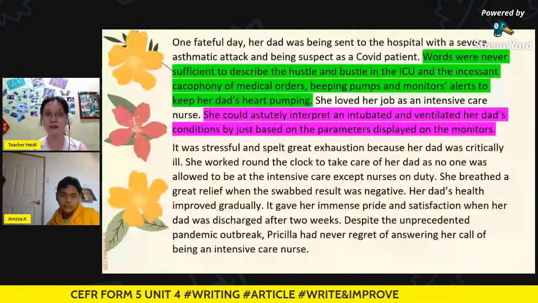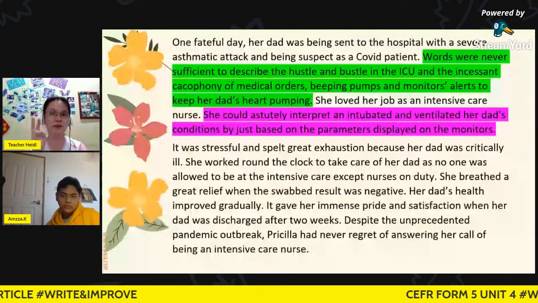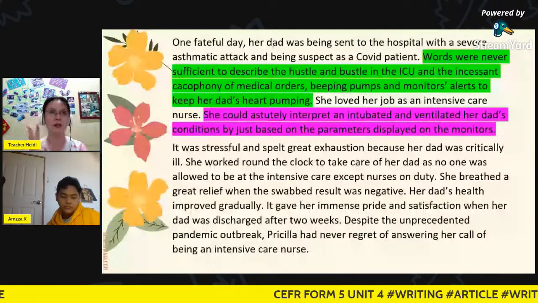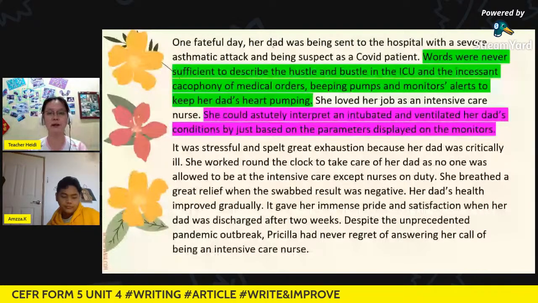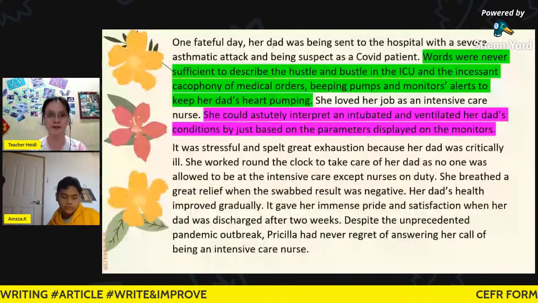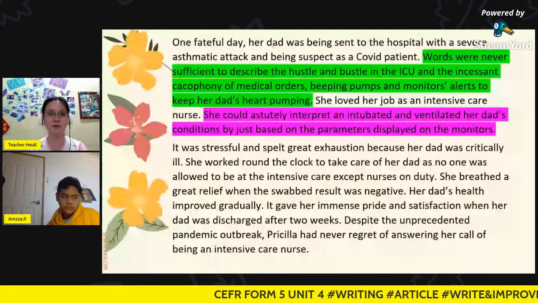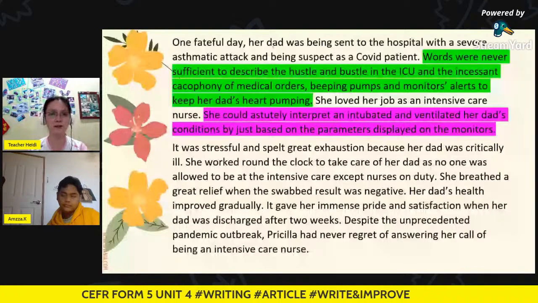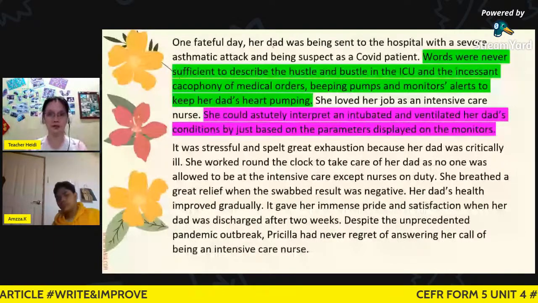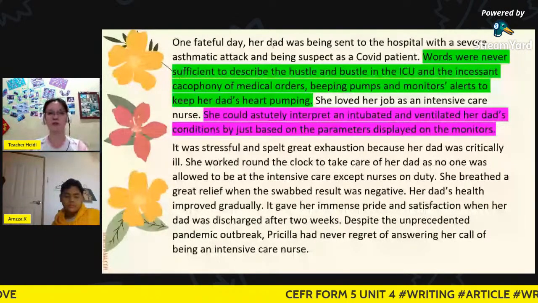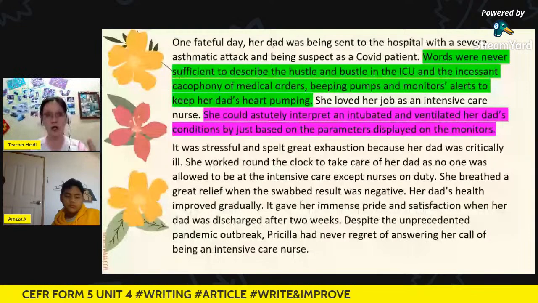So why did I highlight the green color? If you want to say it at B1 level, band 3, you will just say that the nurses in the ICU were very busy. They were trying to monitor Priscilla's dad's heart so that he would continue to live. That one is very straightforward. You just straight away tell people that the situation is very busy, and all of them are trying to monitor the dad's heart. That is a straightforward idea.